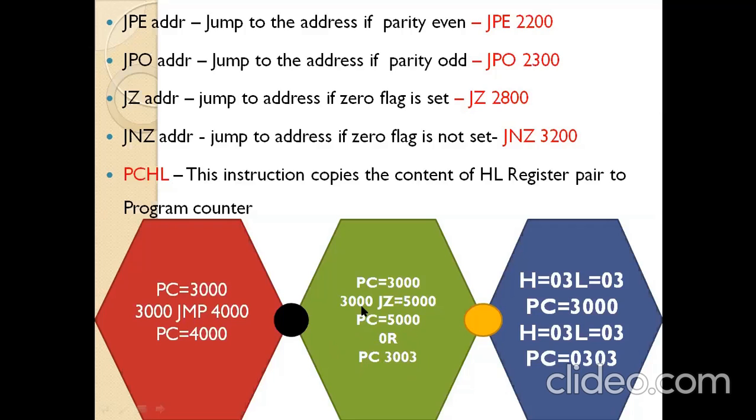So it is like an if condition. If the condition is satisfied, the program counter value will be 5000. If not satisfied, the program counter value is 3003. But in unconditional jump, as soon as the instruction executes, it will go to the memory location 4000.